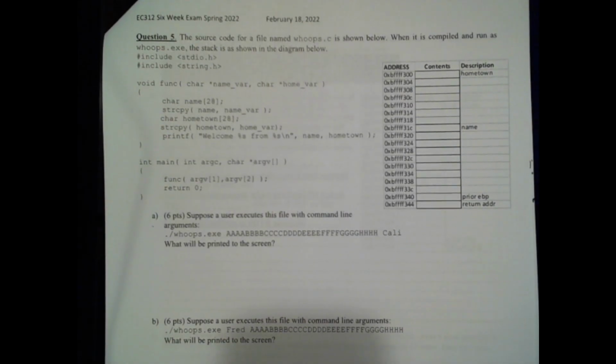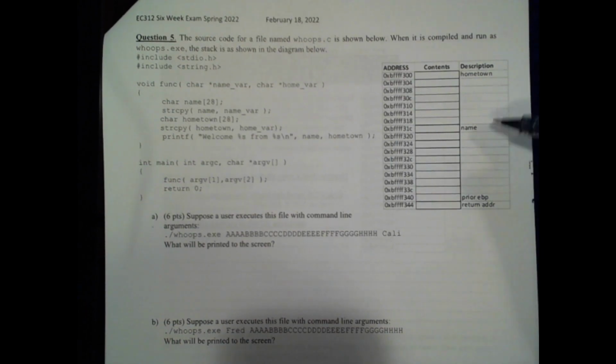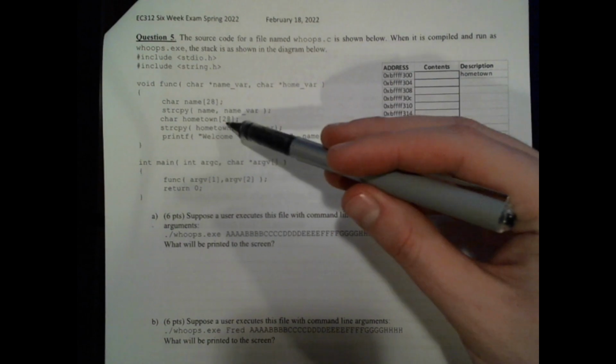Okay, finally on to the last question here, and it's a bit of a long one, so bear with me. So, starting off here, it says the source code for a file named whoops.c is shown below. When it is compiled and run as whoops.exe, the stack is shown in the diagram below. So it's giving you what that stack looks like. We've got return address, prior EBP, we've got the variable name here, and then we've got hometown here.